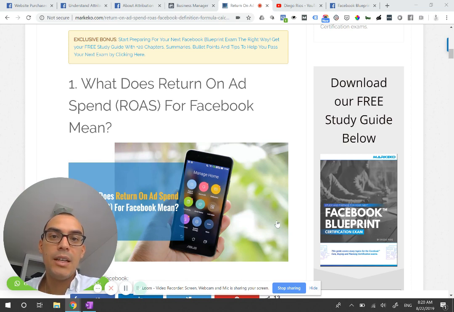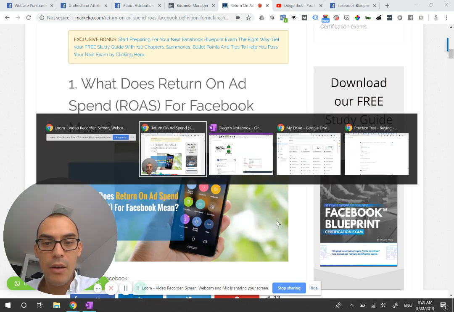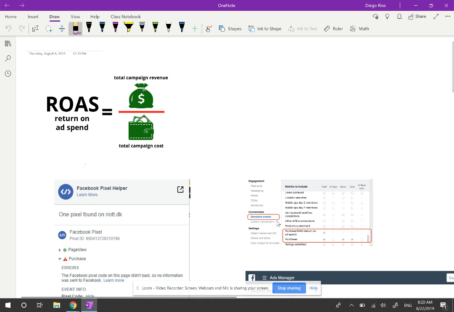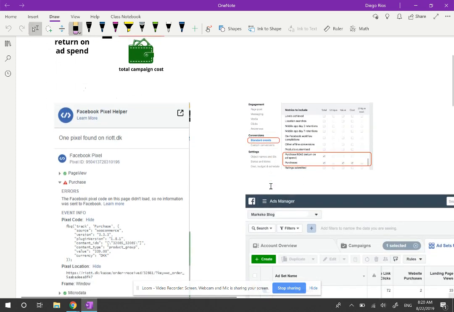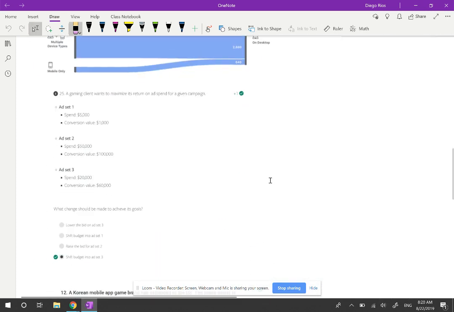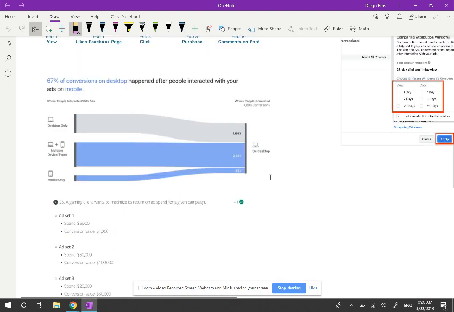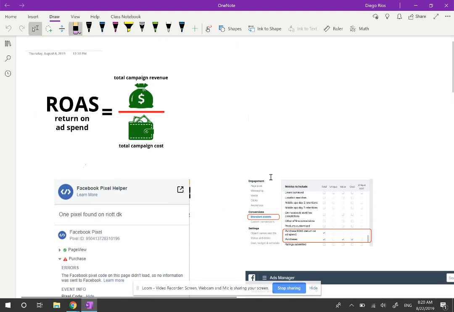This is a topic that comes up in the certifications, both planning and buying exam, with multiple questions of how to calculate it, how to use it. So I'll be just explaining what it is, how to use it, and also reporting measurement and a couple of examples as well, with things that you should definitely know about return on ad spend, right?